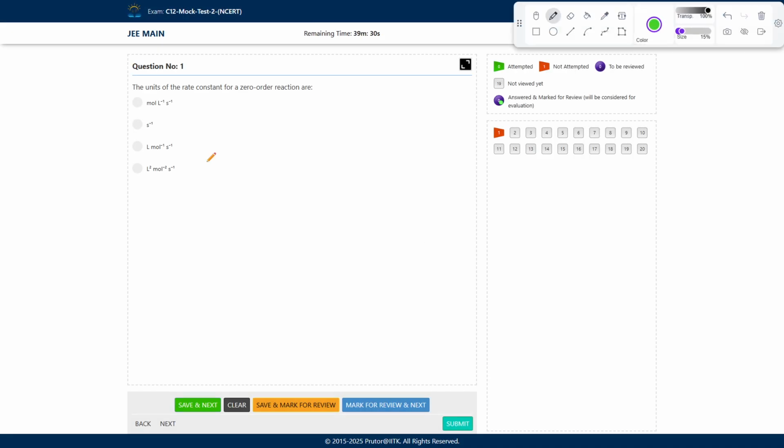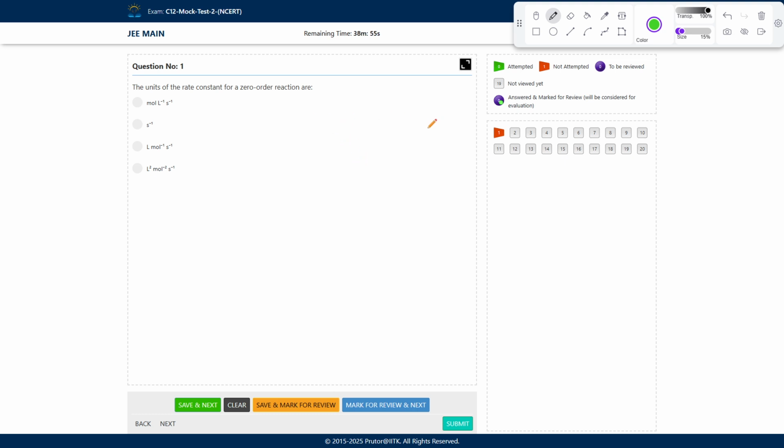Okay, so it's our first question. The question is saying that the units of the rate constant for a zero order reaction are... So the unit you have to tell for the rate constant of a zero order reaction. Okay, so if you remember, how can you find out the unit of the rate constants? Every order has a different rate constant unit. Like zero order reaction has a different rate constant unit, first order reaction has a different rate constant unit.